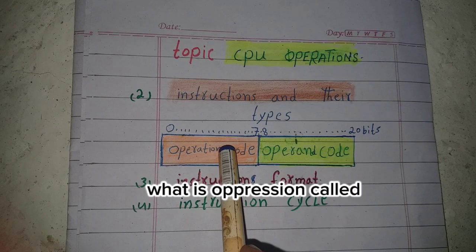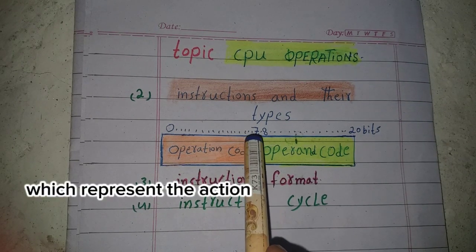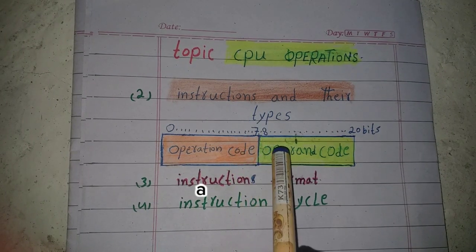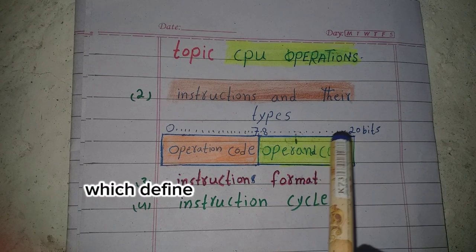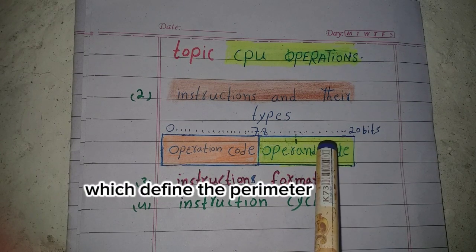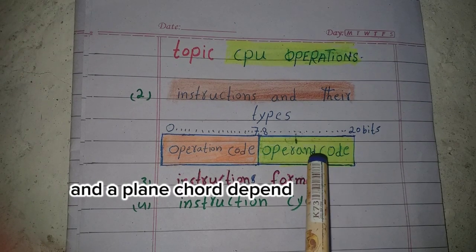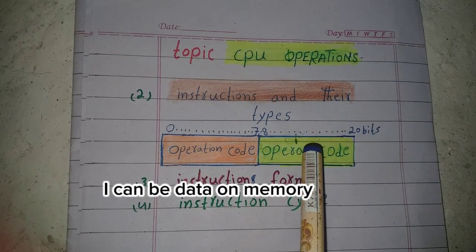What is operation code? It represents the action that the processor executes. Operand code defines the parameter of the action, and the operand depends on the operation. It can be data or memory addresses.